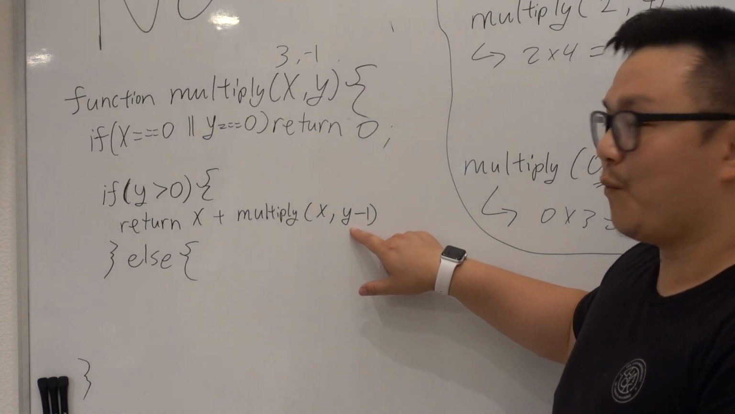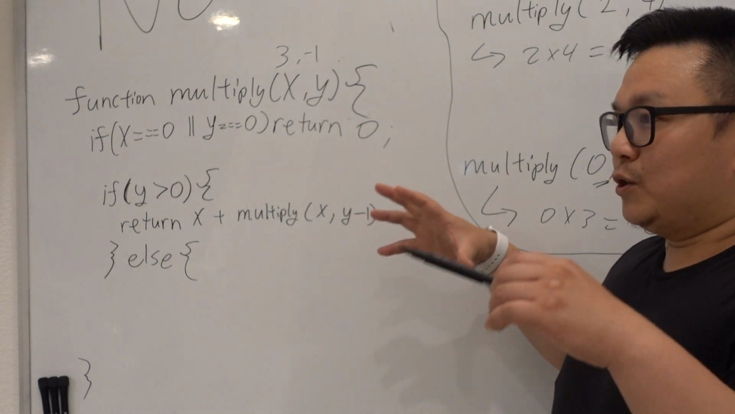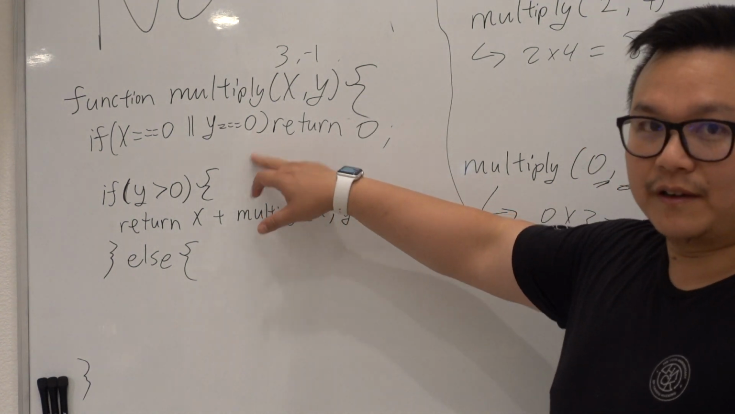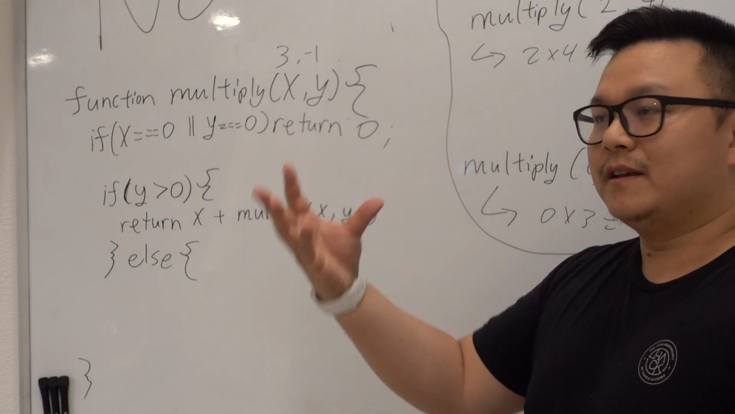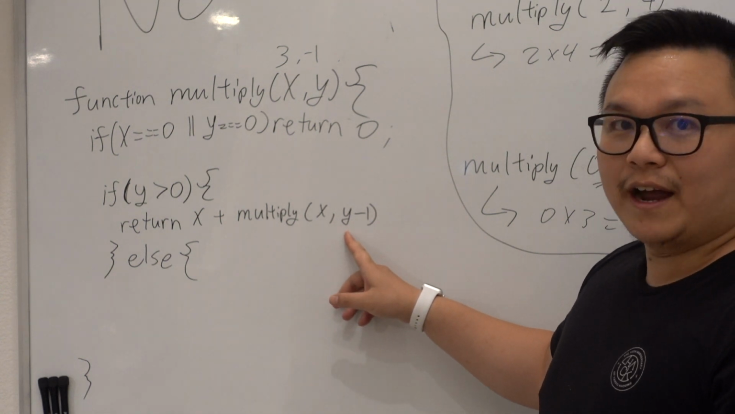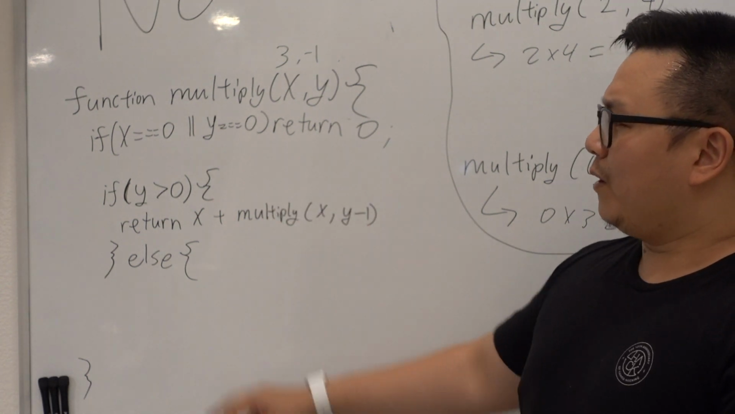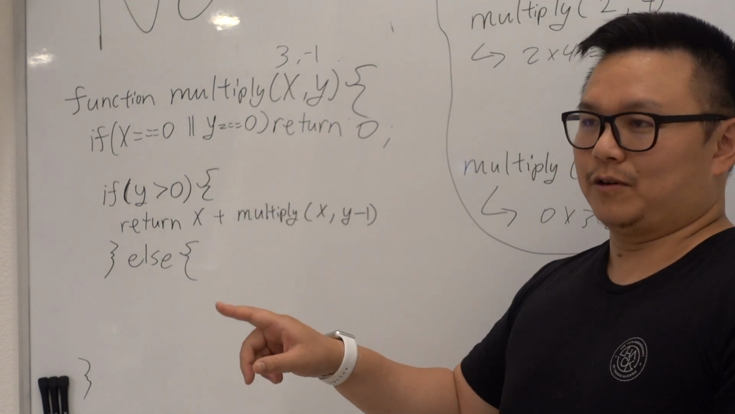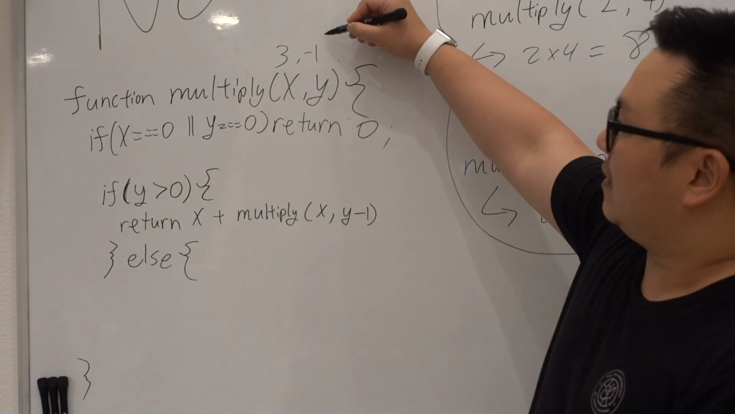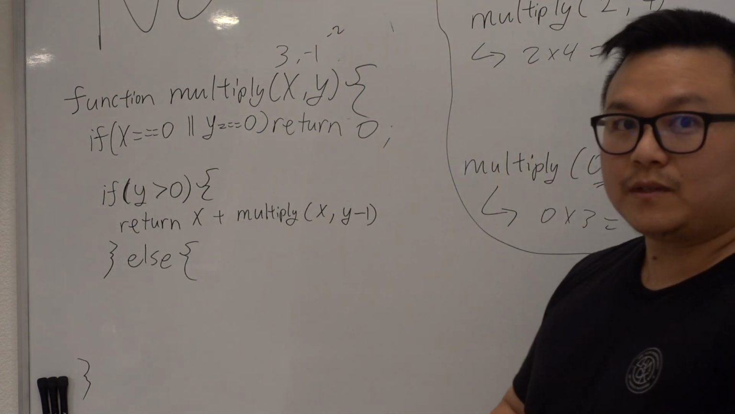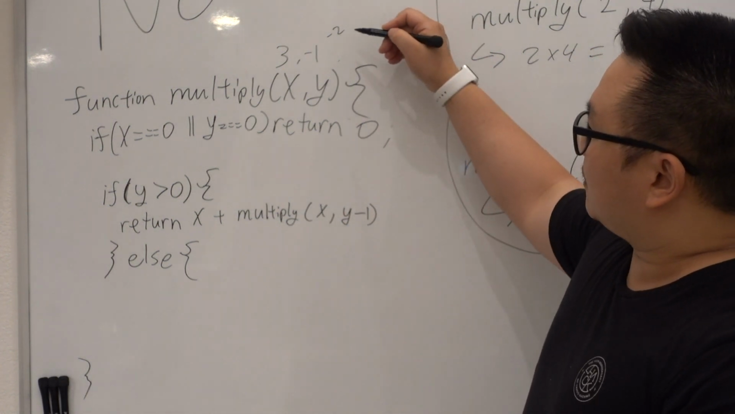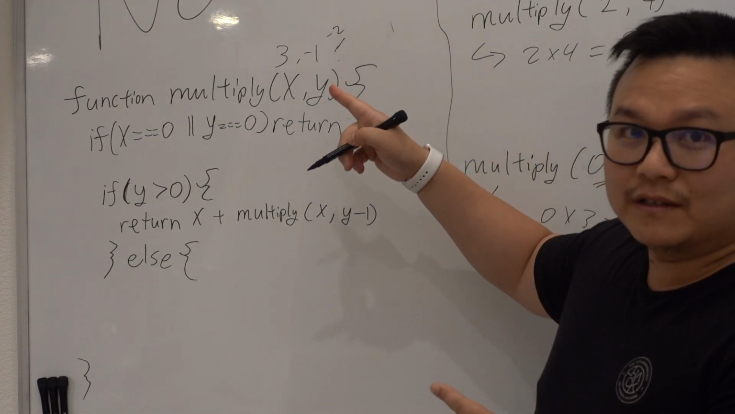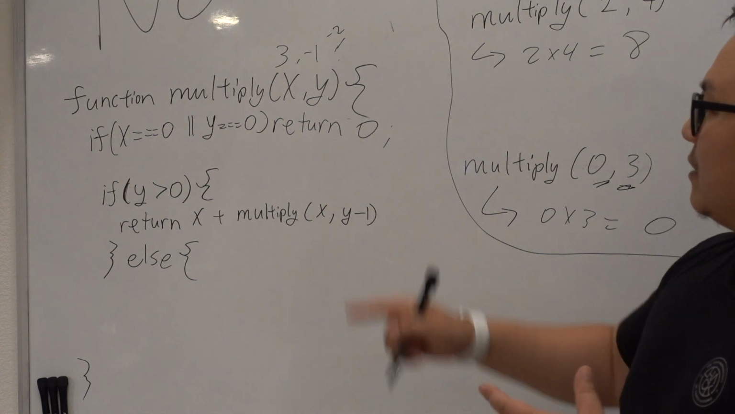Y minus 1 because we want y to go towards 0, because if y is greater than 1, then you want to decrement y to go to 0. What if else? In the else statement, that means the y is less than 0, right? Y could be negative 1, negative 2, right? So in order to get us to solve the problem towards 0, you want to add 1 to it, okay?